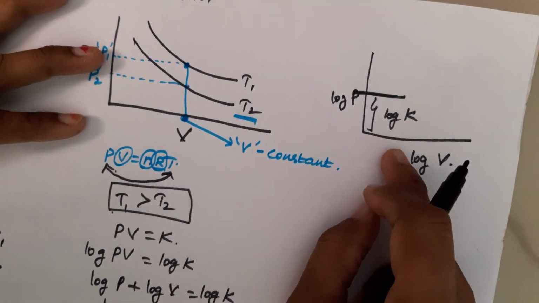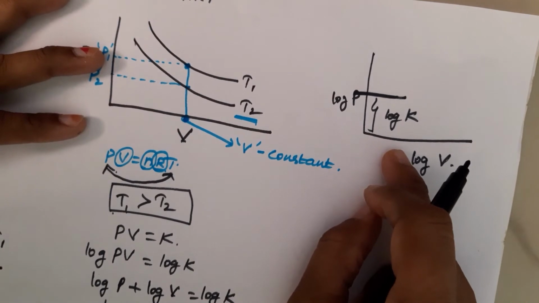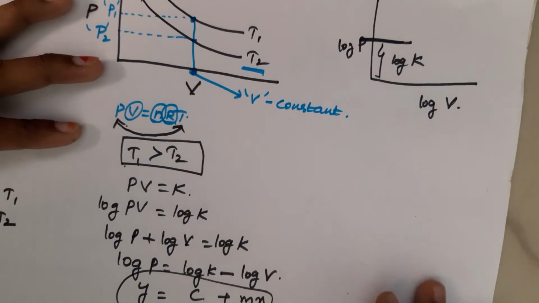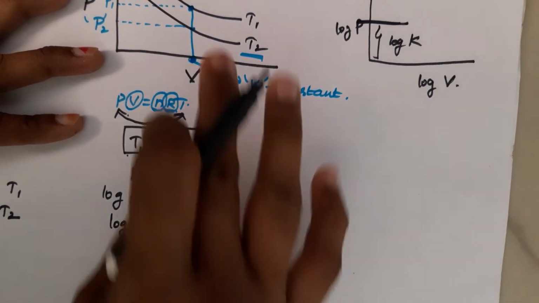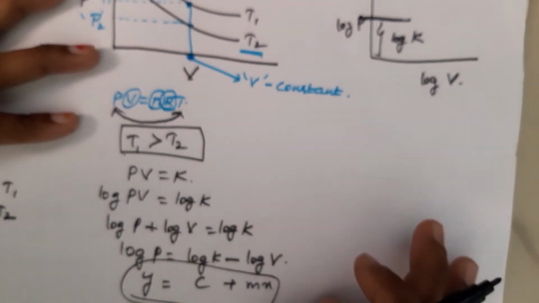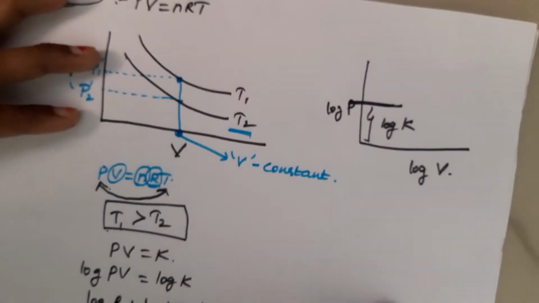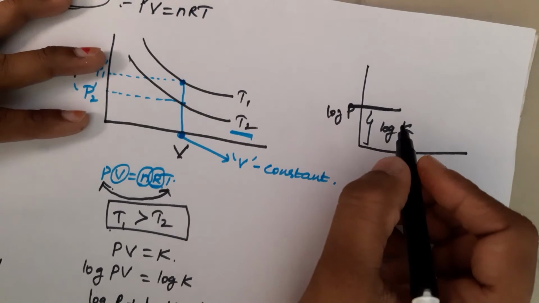Some intercept, log K, is there. Here, in the slope, a minus symbol is there. In the slope, what are we observing? M is minus 1, a minus symbol is there before log V. That means log V is decreasing. If you draw the graph like this, how will we get it?